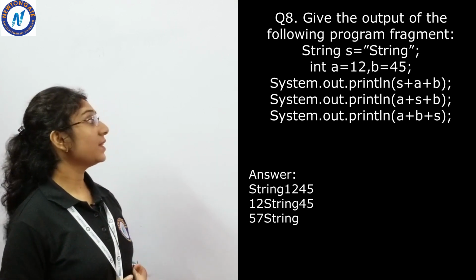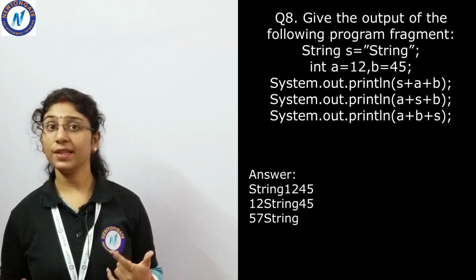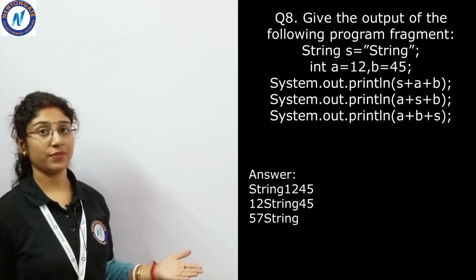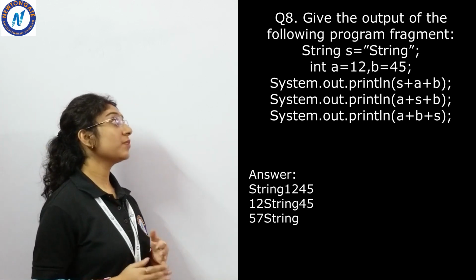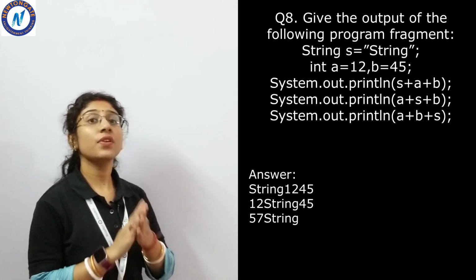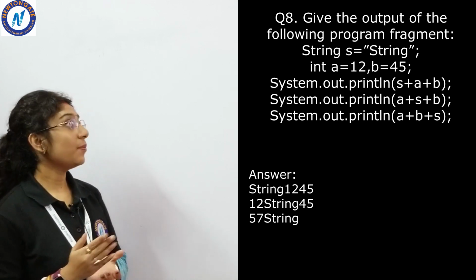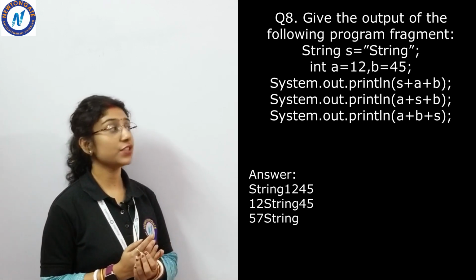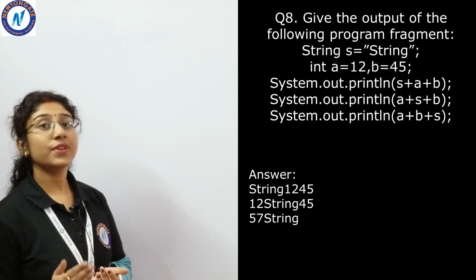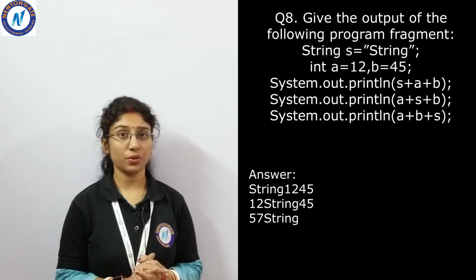Second one is written as a plus s plus b. So a is 12, s is the string, b is 45. So 12, string, 45. Next is a plus b plus s. Here the first two terms are of integer type, so we will find the sum of a plus b and then concatenate it with the string. So a plus b means 12 plus 45, which will be 57. 57 and string. So 57 string will come. So this is going to be the final output of the following code.